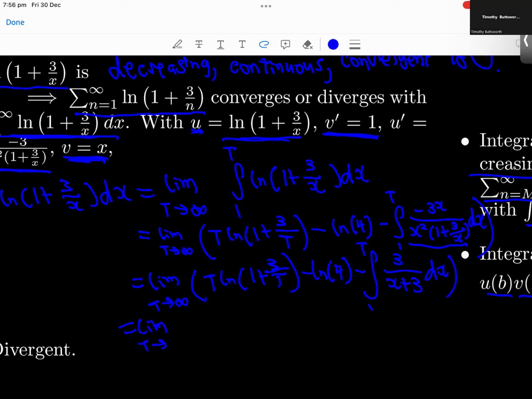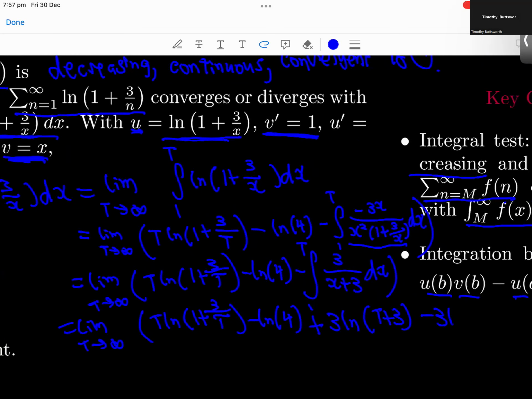Now I think I actually want to compute this integral, t ln of 1 plus 3 divided by t minus ln of 4. Now, an antiderivative for 3 over x plus 3 is 3 ln of x plus 3. So using the fundamental theorem of calculus, this becomes 3 logarithm of t plus 3, and then subtract 3 times the natural logarithm of 4. So this guy became this guy down here.